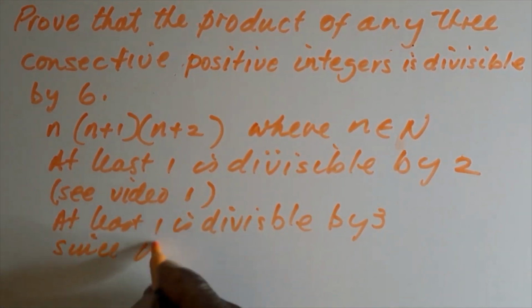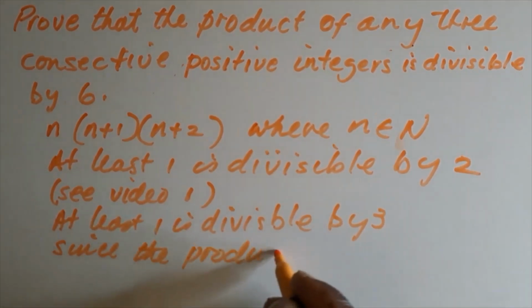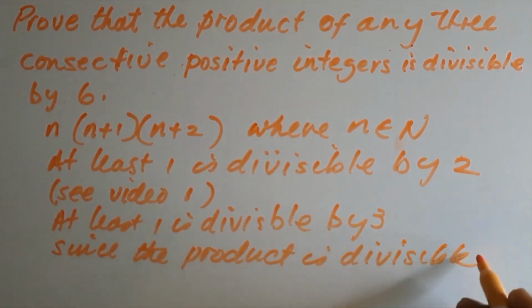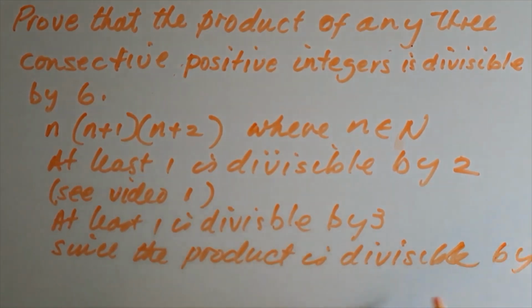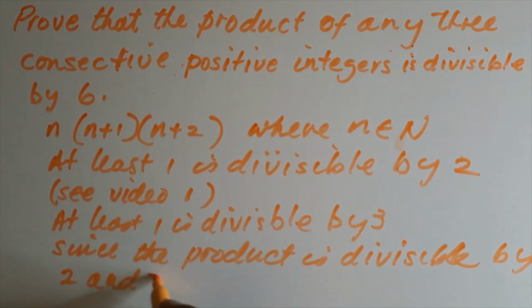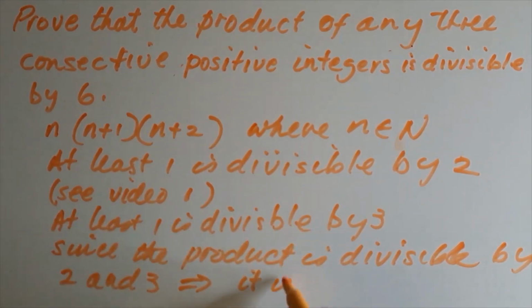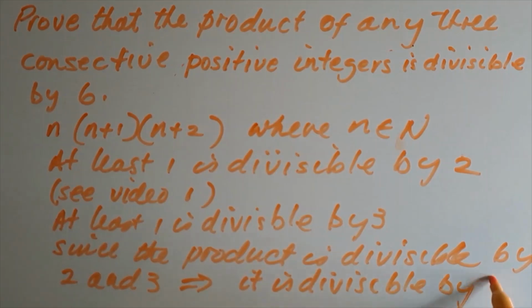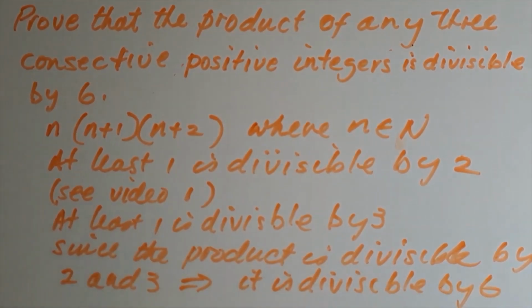then it follows that the product is divisible by 6. Don't take my word for it. Select any three consecutive numbers and check for yourself that the product is divisible by 2 and by 3, and also by 6.